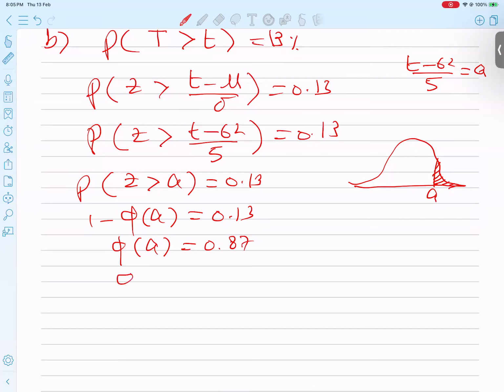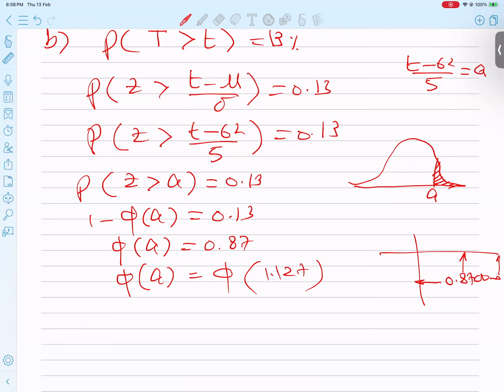But for your knowledge, we have to go reverse in the table and reverse the values. If we check inside the table for 0.8700, what is the number here and what do we have to add? So this is the number coming to us. Let me check. It is coming 1.127. This value I will plug in here, and it will give us the answer.